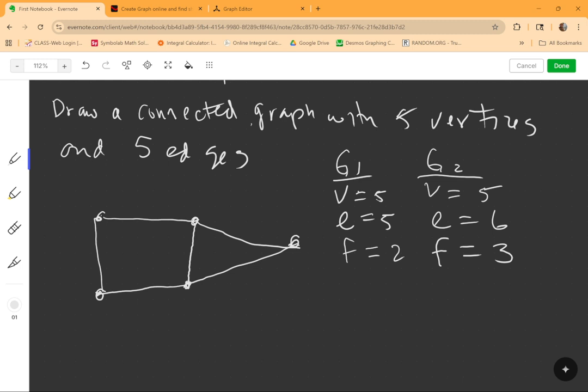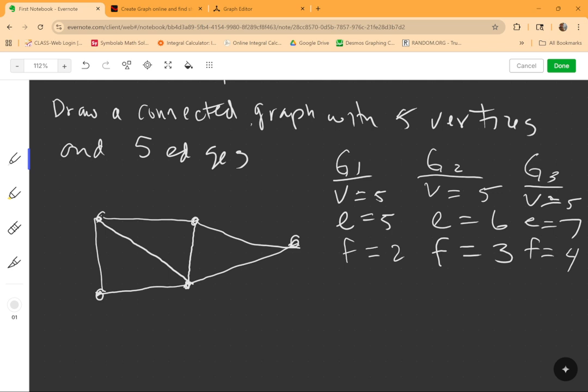All right, now let's take a look at adding one more edge, where I still want it to be planar. So here I can add this edge right here. V is still the same, 5. Edges, I've added 1, so E is 7. And then the faces, we have now 1, 2, 3, and then the outer unbounded face, so that is 4.